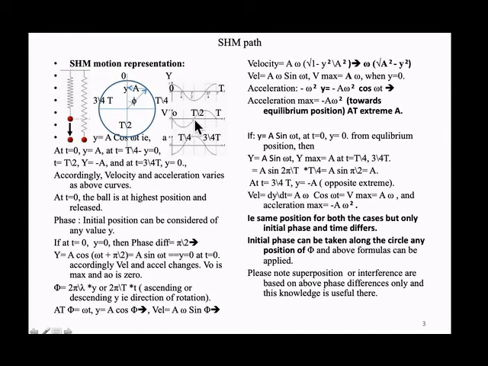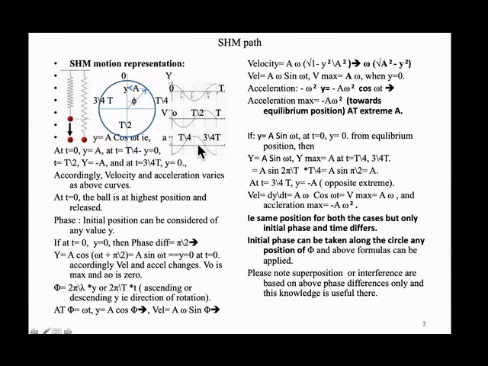Then again it goes to T by 2. Velocity is 0 at this position. Then it comes back, so velocity is maximum. So like that, the velocity has a pi by 2 phase difference with displacement, because dy by dt is velocity, which is a sine omega t, minus a sine omega t. That is why it becomes minus.